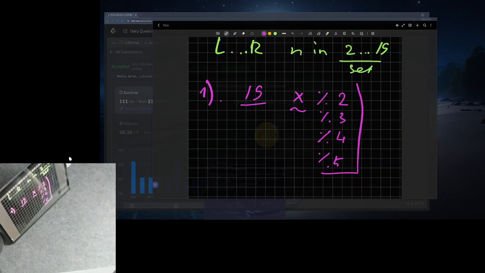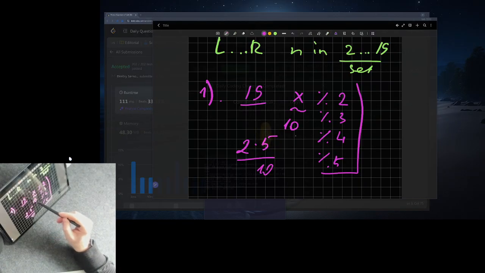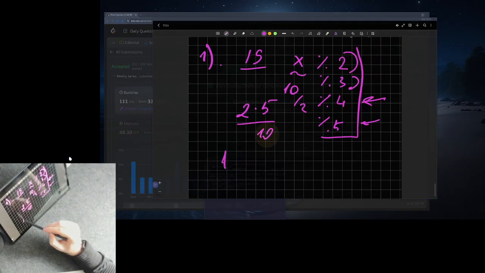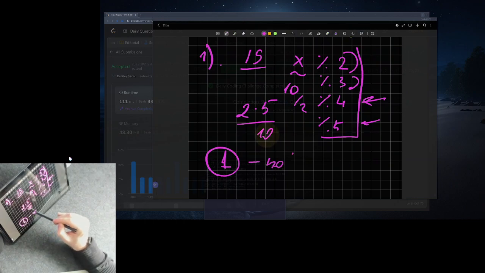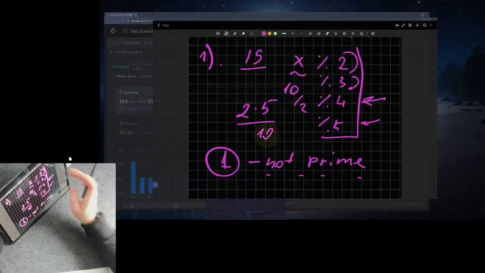So for example, 2 times 5 is 10. So if we have 10, you can check it is divisible by 2. I think we can even skip checking division by 4 and by 5. Only check by 2 and by 3. Also, always remember that the number 1 is not prime. It's kind of not obvious.